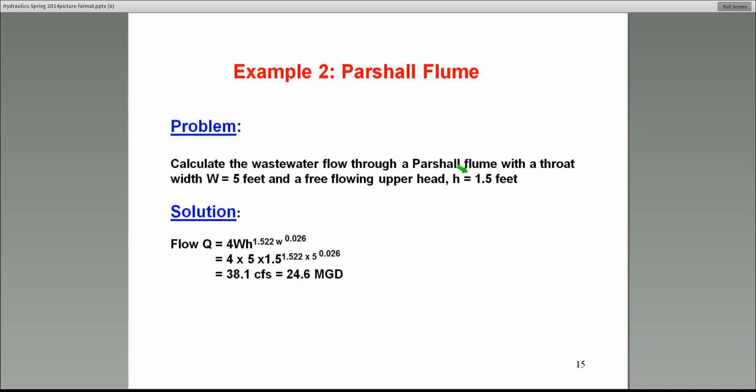So notice here what I've done, W to the power of 0.026, so I take 5 to the power of 0.026 first, and then whatever I get, I multiply by 1.522, and then raise that new exponent to the power 1.5, and finally I calculate the Q. It comes out in CFS, the answer.